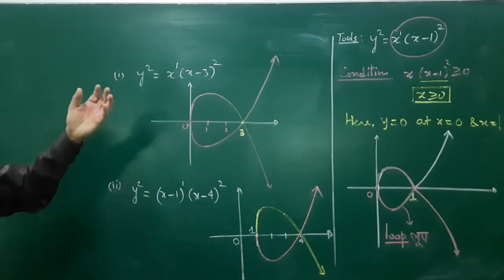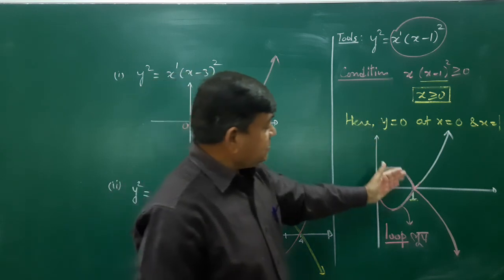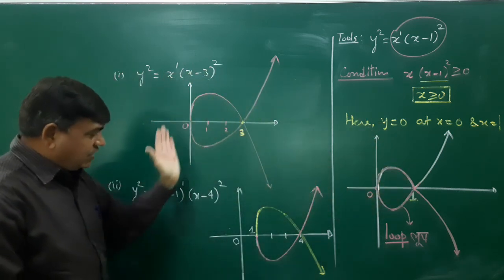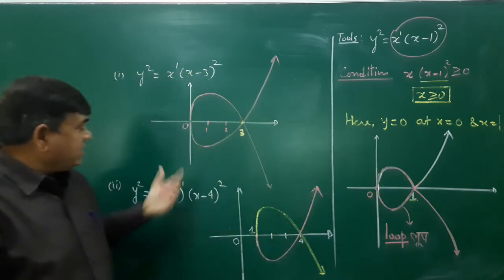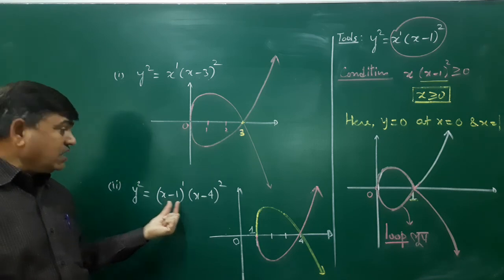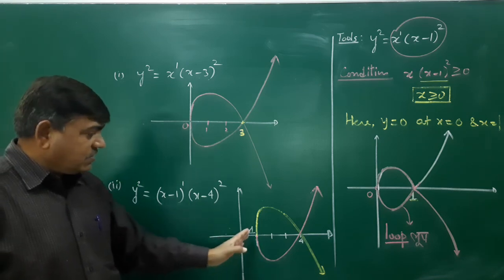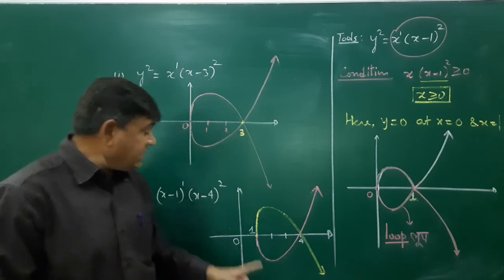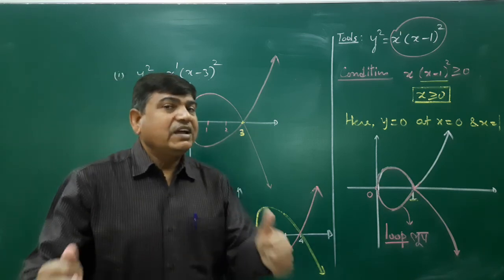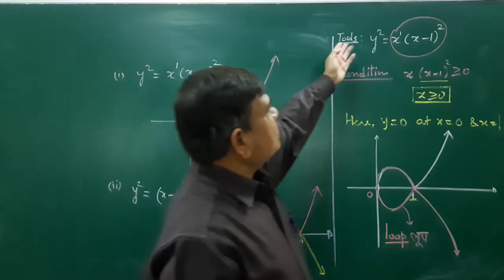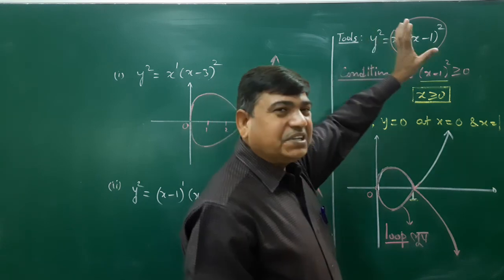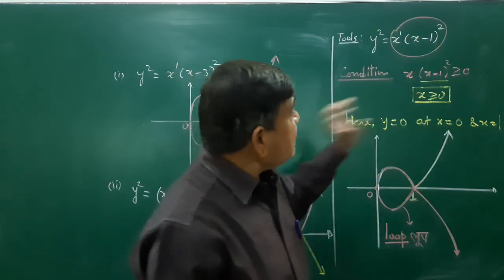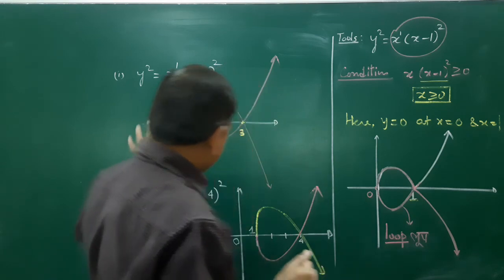So you see the pattern of the graph between 0 and 1. This is between 0 and 3. And here it is between 1 and 4, because it becomes 0 at 1, it becomes 0 at 4. So the graph is between 1 and 4. So the loop is between 1 and 4. Sometimes you put the constant, suppose I write 9 or 3, it doesn't matter. The main part is this particular one.